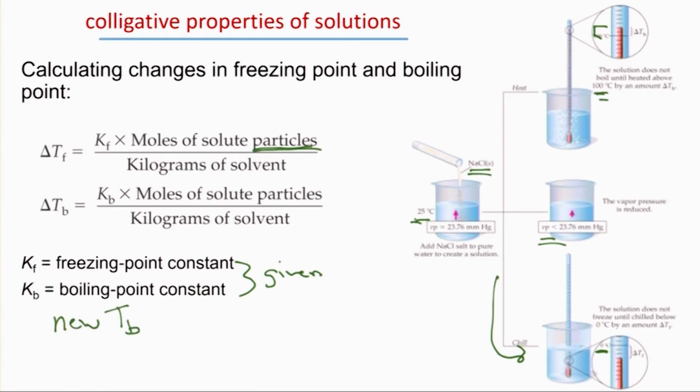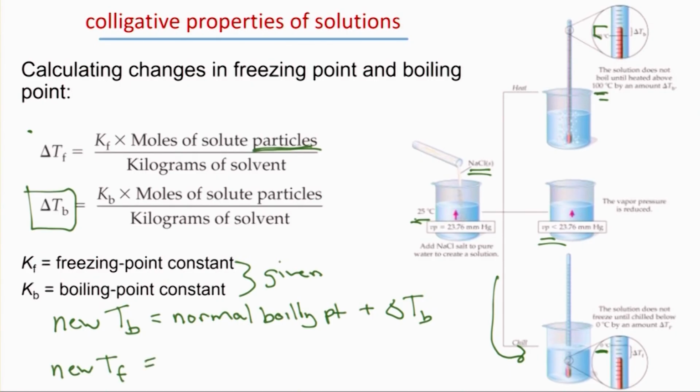temperature boiling is equal to the normal boiling point, that's an I, plus the change in temperature boiling that you have just calculated. So calculate this right here. To find the new boiling point, you will take the normal one and add that change in temperature boiling. All right, the new temperature freezing would be equal to the normal freezing point. Now you're going to subtract the change in temperature freezing. All right, so this can be very helpful.